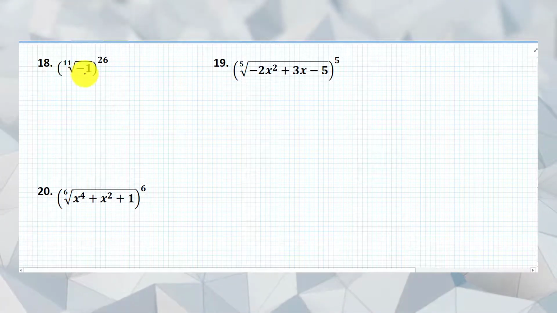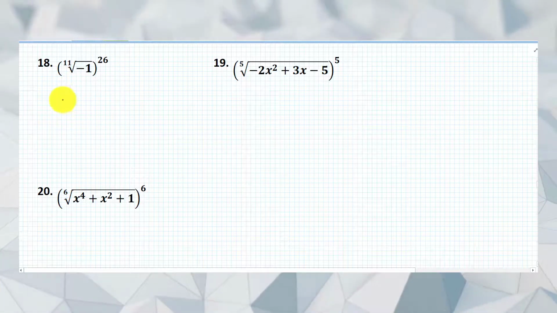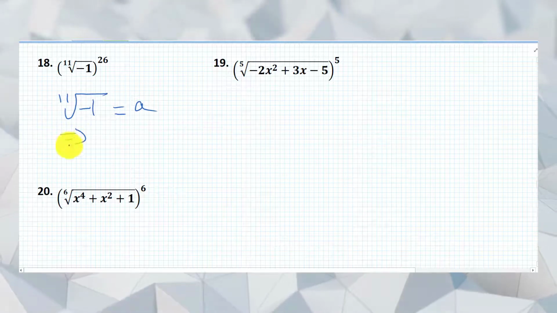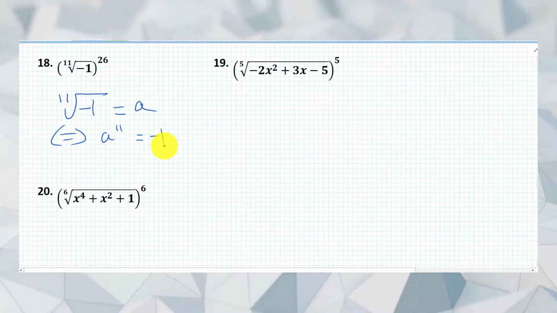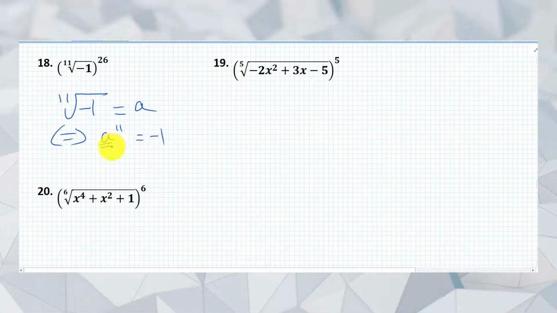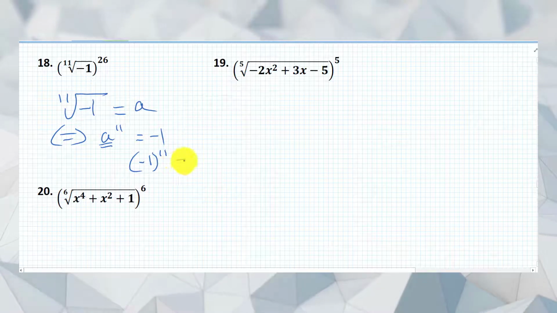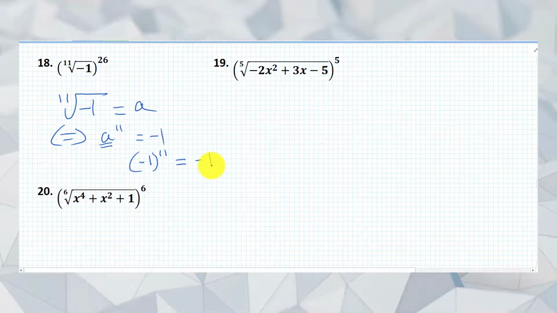The 11th root of negative 1 to the 26th. Well, let's first figure out what's the 11th root of negative 1, right? So this is a number so that when you raise it to the power of 11, you find negative 1. Well, it shouldn't take long to figure out that the number better be negative 1, right? Negative 1 to the 11 is negative 1. Negative 1 times negative 1 times negative 1, 11 times is negative 1.